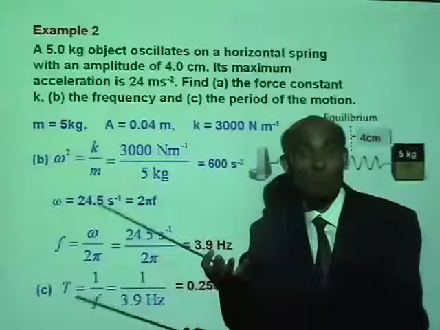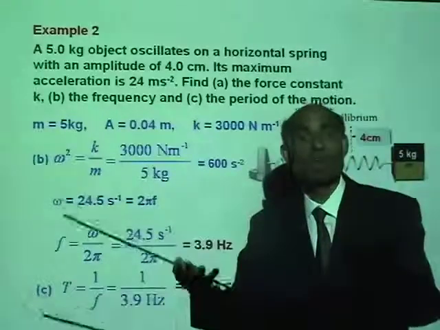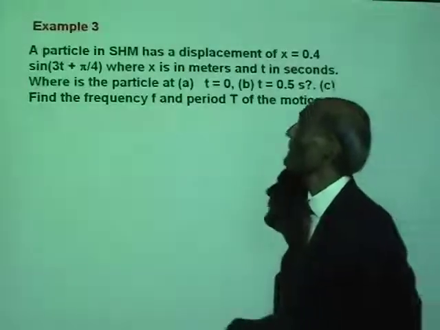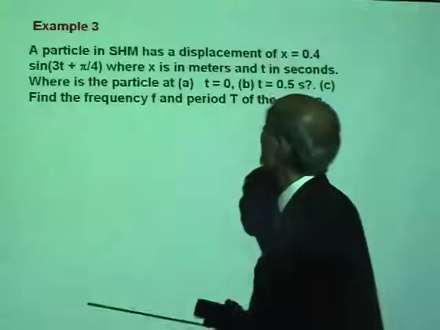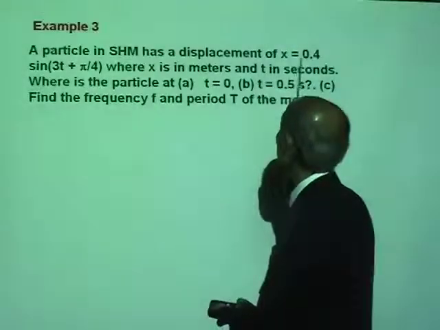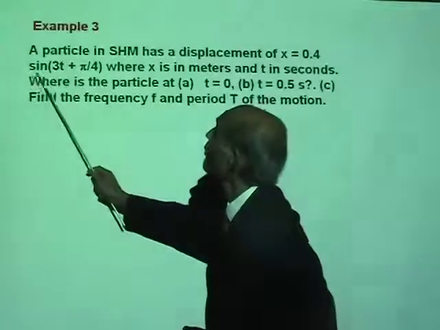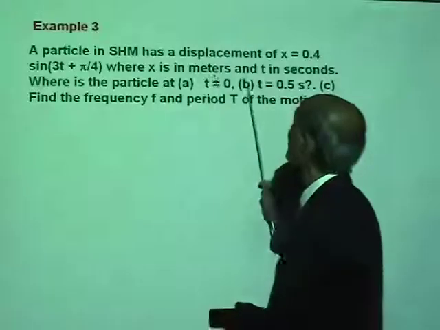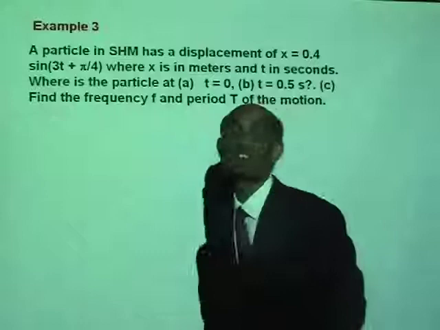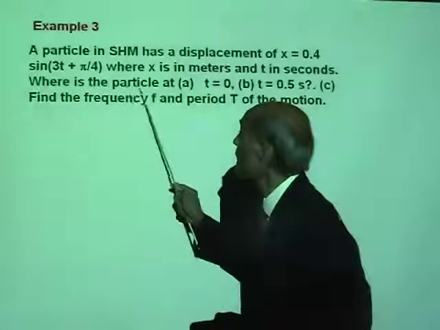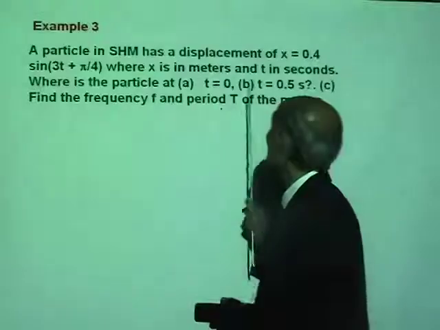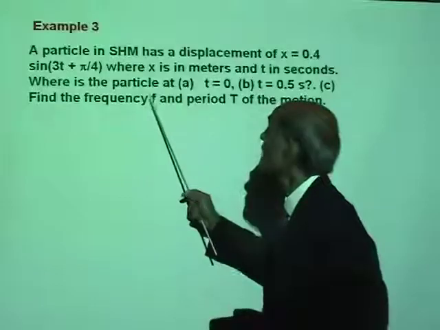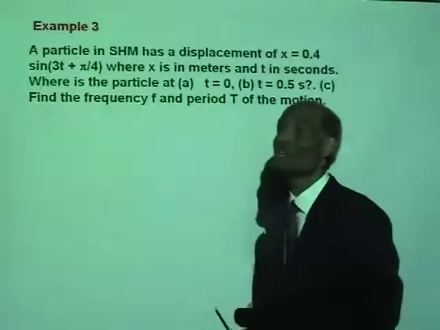Alright? These are very basic problems, and as long as you know all the basic formulae, you can work them out. Another one, example 3. A particle in simple harmonic motion has the displacement x equal to 0.4 sine (3t plus pi by 4), where x is in meters and t is in seconds. Where is the particle at t equal to 0? At t equal to 0.5. Find the frequency f and the period T of motion.